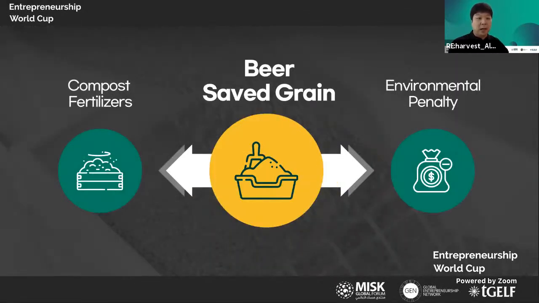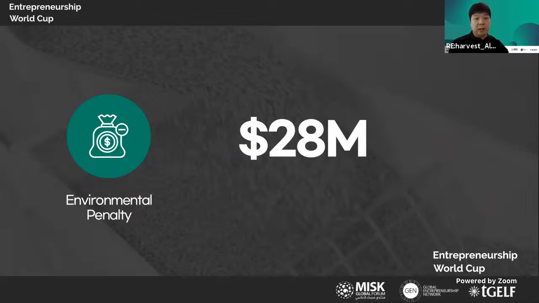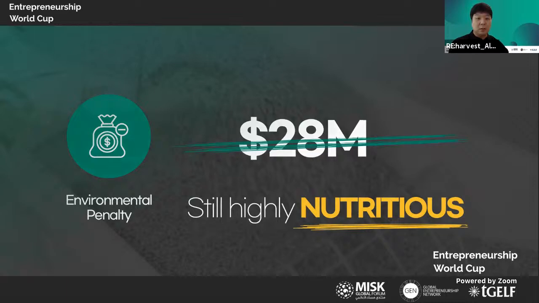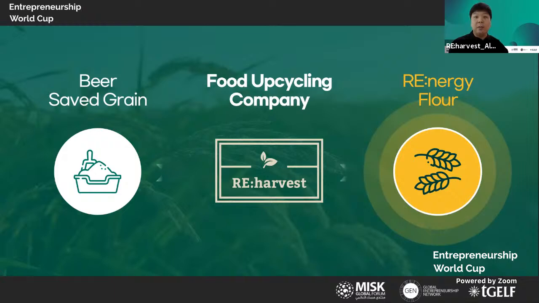Now, of all the byproducts, half of it actually becomes compost and fertilizer after downcycling, and half of it becomes food waste after paying environmental penalty. $28 million annually. This is how much we pay annually as beer producers to get rid of beer byproducts. And if you think about the byproducts, it has been taking what is necessary to make beer, it is still highly nutritious food. As a first project at Reharvest, we're upcycling beer byproducts and we are turning it into an alternative flour called Renogy flour.